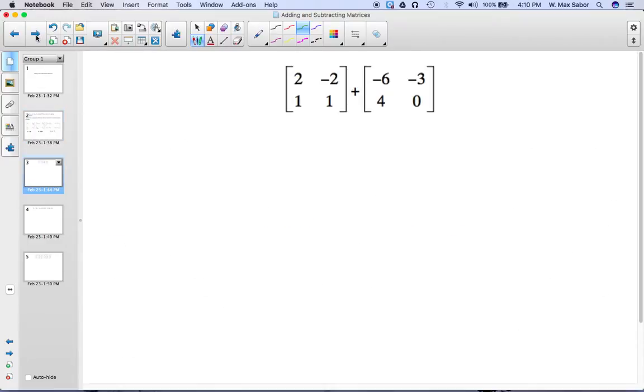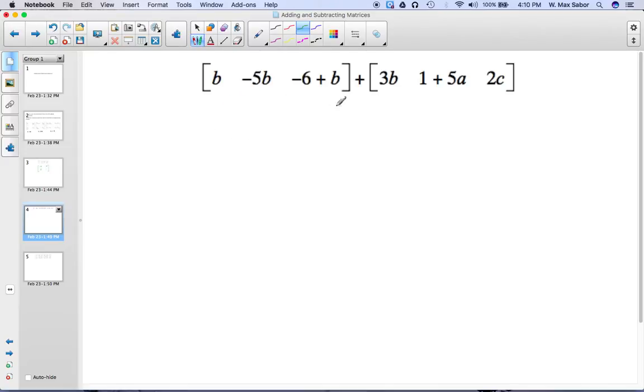And same thing here, the last entry plus the last entry gives you the new last entry. Very straightforward. So if we're adding these two, it's going to be the same dimensions. It's going to be a 2 by 2 matrix. 2 plus -6 is -4. -2 plus -3 is -5. 1 plus 4 is 5. 1 plus 0 is 1. Yay!